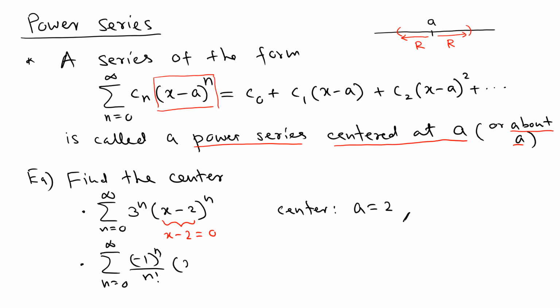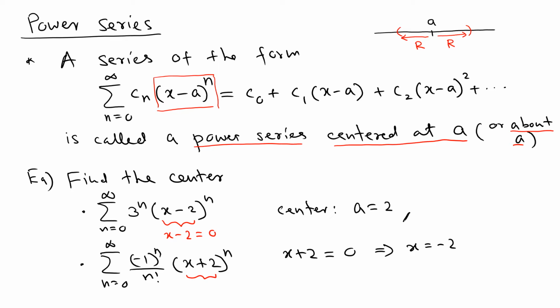So let's say we have x plus 2 to the n. We're going to set this part equal to 0. So we have x plus 2 equals 0, and this gives you x equals -2. So that's one way to do it.